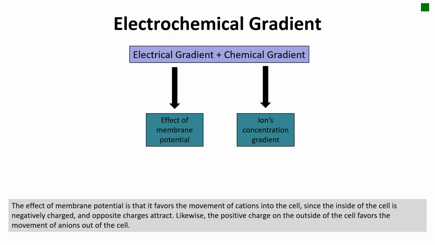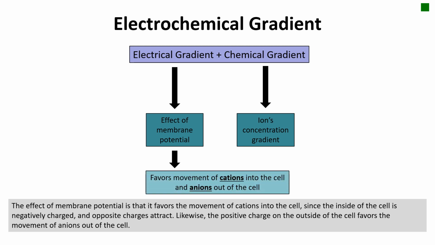The effect of membrane potential is that it favors the movement of cations into the cell, since the inside of the cell is negatively charged and opposite charges attract. Likewise, the positive charge on the outside of the cell favors the movement of anions out of the cell.